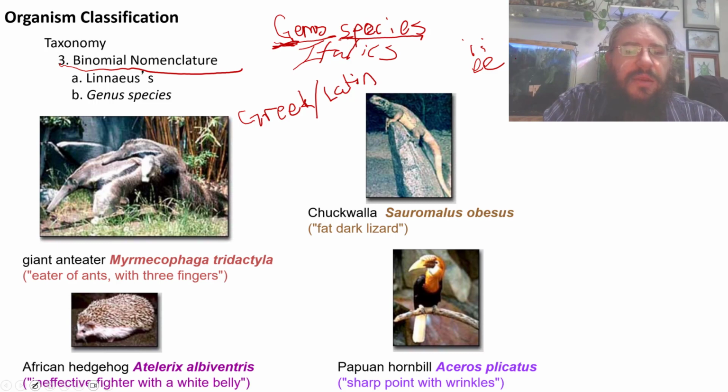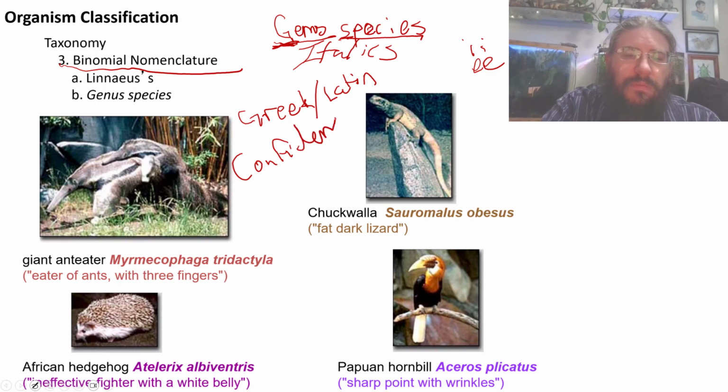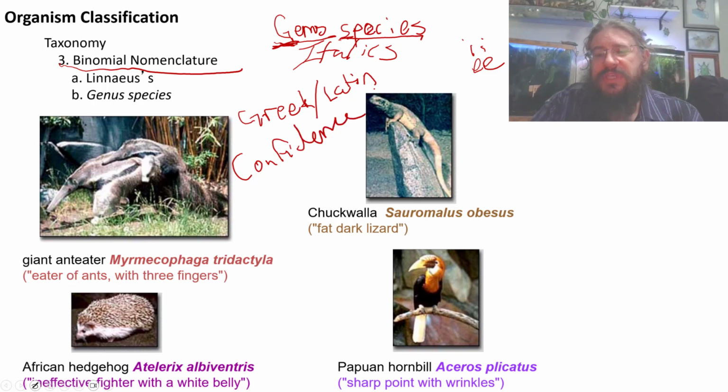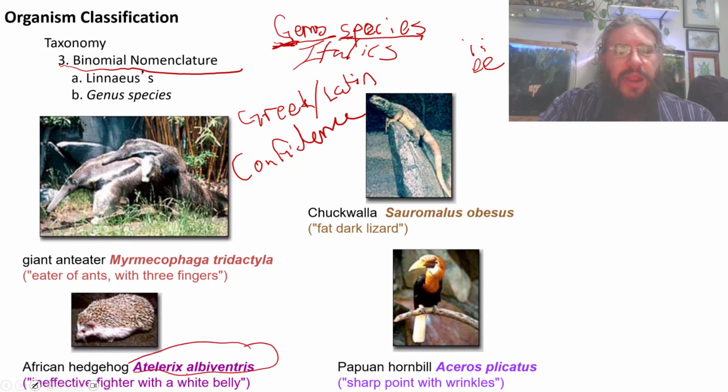Anyway, the key to pronouncing any of this stuff is confidence. If you say it very confidently, people will assume you know how to say it. Sauromalus obesus is the chuckwalla. Myrmecophaga tridactyla. Myrmecophaga tridactyla. Look at the expertise. Atelerix albiventris. Aceros plicatus.